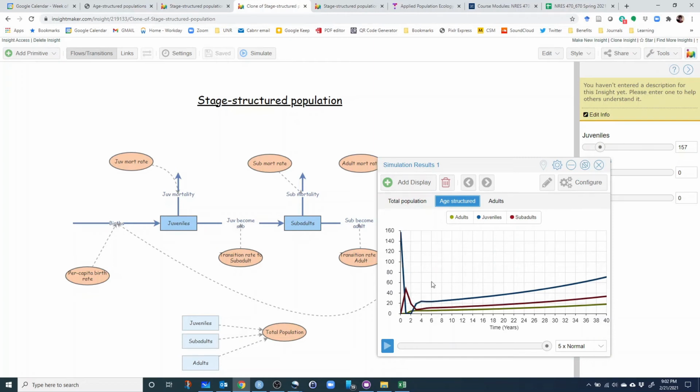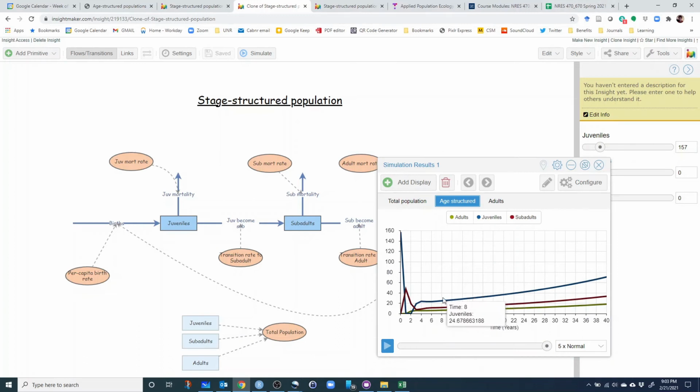Now, when the population starts, you'll see that we initialized all the population as juveniles. So you have everyone in juveniles, there's no subadults, there's no adults. And then you'll see that things change a little bit for the first few years, but again, all life stages reach this smooth growth after a certain number of years, say 6 or 7 years in this case.